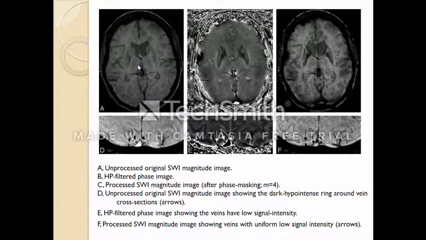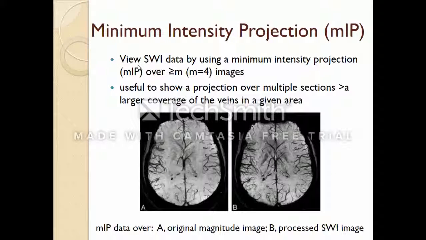Combining phase and magnitude images ensures the detectability of signal intensity changes coming from both T2 and susceptibility differences between tissues. After this phase masking process, the SWI data are often viewed using a minimum intensity projection over 4 or more images. MIP is useful to show a projection over multiple sections, and this provides a larger coverage of the veins in a given area. As you can see here in the image, you can observe the difference between photograph A and B, and in photograph B, the veins are pictured in a detailed way.